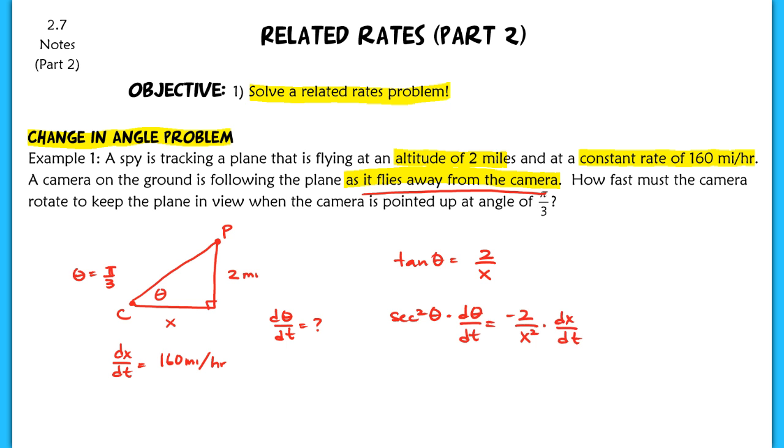Now let's try to isolate dθ/dt here. We could divide by secant squared theta on both sides, but instead let's just look at that as 1/cosine squared theta times dθ/dt. That's equivalent to secant squared theta. That way we only have to multiply by cosine squared theta on both sides. It's a little bit easier to look at it that way. So algebraically here, hopefully you're following, we get dθ/dt is equal to negative 2 cosine squared theta over x squared times dx/dt. Now at this point we can go ahead and start substituting in known values.